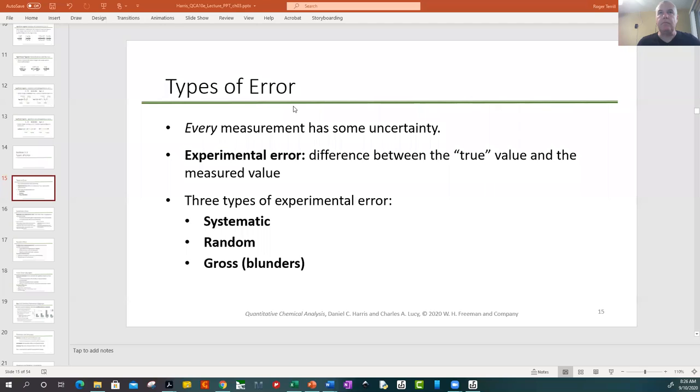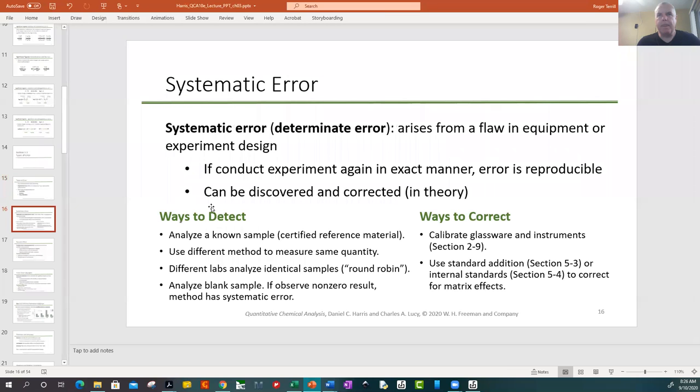Okay. So types of error. Basically, there's three types of experimental error or uncertainty or whatever you want to call it, right? There's systematic, random, and then gross. Gross means blunder. And systematic error is also called determinant error. It's also called accuracy error, right?